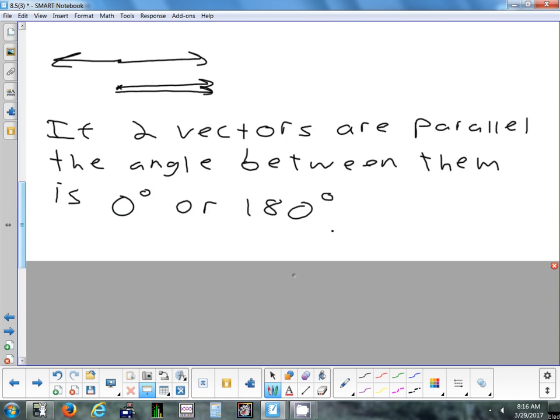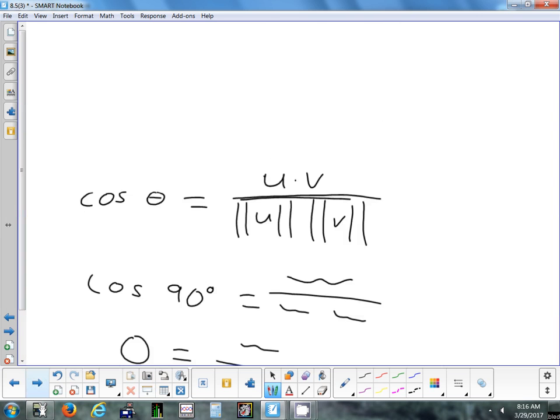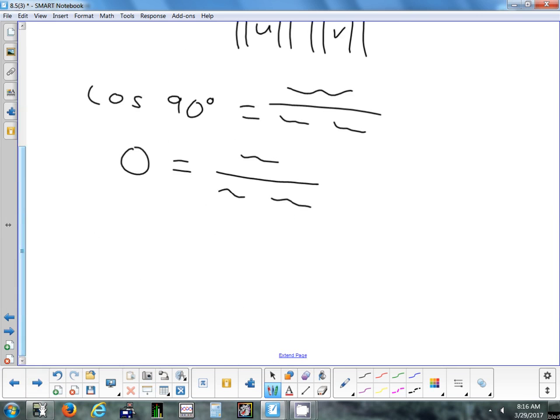So let's see if we can come up with a shortcut for that one. We can come up with a little bit of a shortcut, but it's not going to be as quick and simple as just finding the dot product. All right, so let's start with 0. I'm going to do the same thing I just did up above. Cosine of 0. If they're parallel, what would be the cosine of 0?